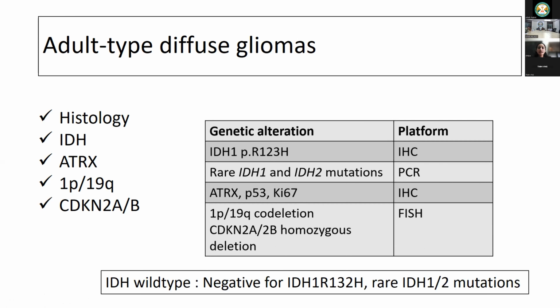To call any tumor as IDH wild type, remember that only IHC negativity is not enough. You should demonstrate absence of rare mutations by doing PCR.